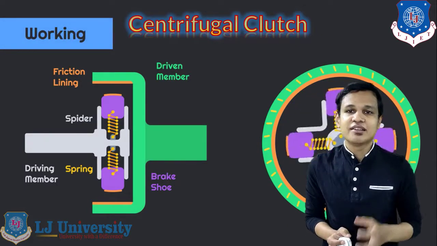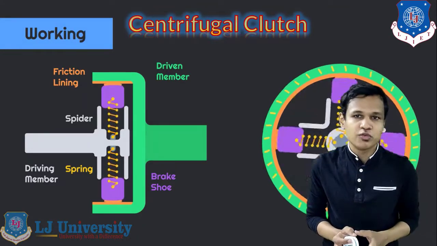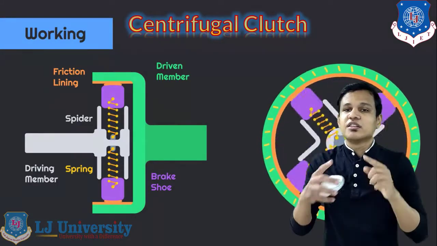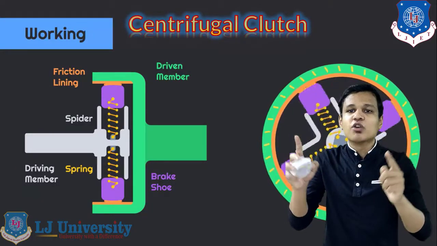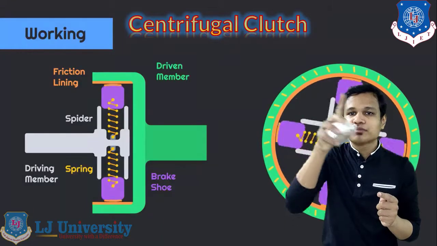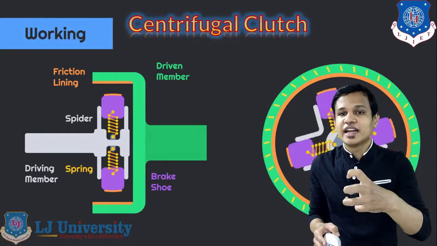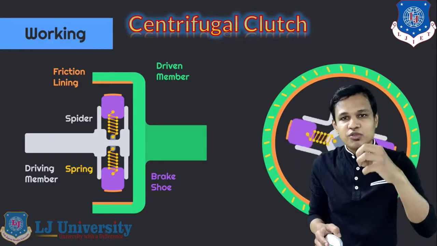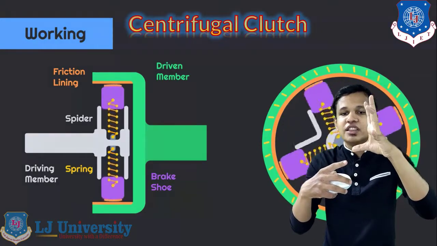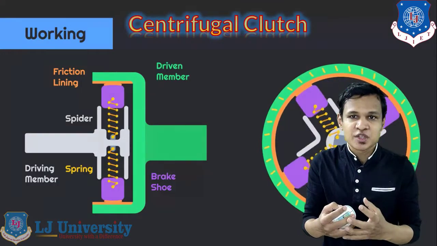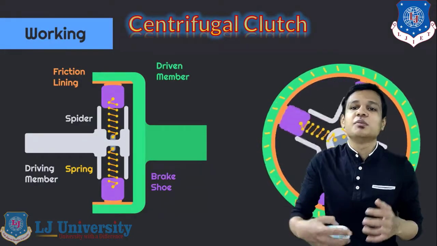In the figure you can see that whenever the engine is rotating up to a certain RPM, there will not be a centrifugal force. When the RPM increases, the weights that are connected with our output shaft will fly out. When the weights fly out, they will be in contact with our outer plate, that is our driven member. You can see that the weights are connected with our driving member. Those weights will fly out when the speed increases, and they will come in contact with the driven member, which is our output shaft. So when the weights are in contact with the driven member, the rotation of the wheels will start.